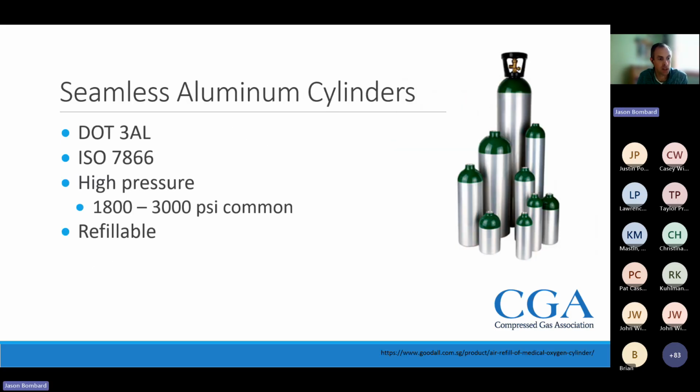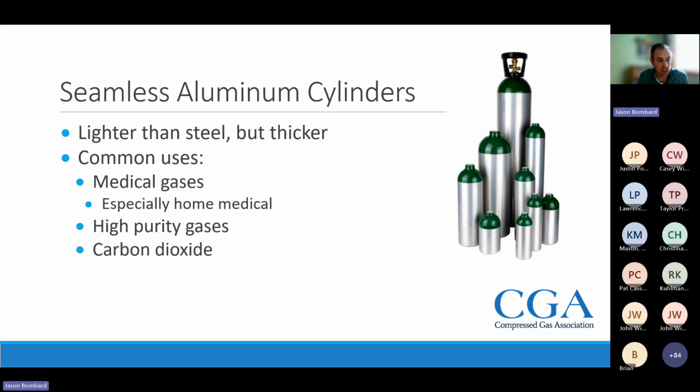Very similar to the 3s and 3As, but made out of aluminum, are the seamless aluminum cylinders. These are made to a DOT 3AL spec or an ISO 7866. Again, these are for high pressure applications of 1800 to 3000 psi, and these are also refillable. Because of the properties of aluminum, these are considerably thicker than steel, but they're much lighter. They're commonly used for medical gases, especially small, home medical oxygen, things like that you see in people's houses.